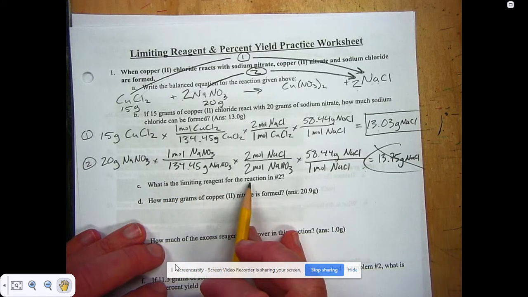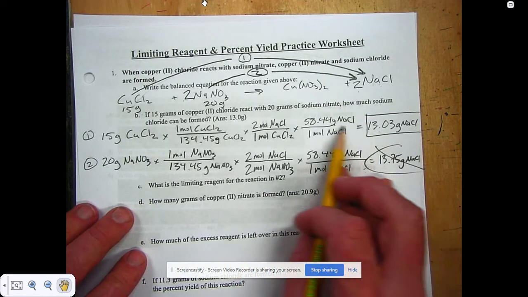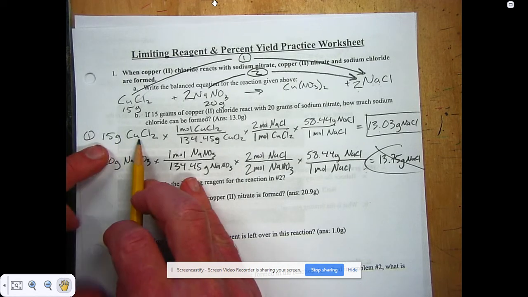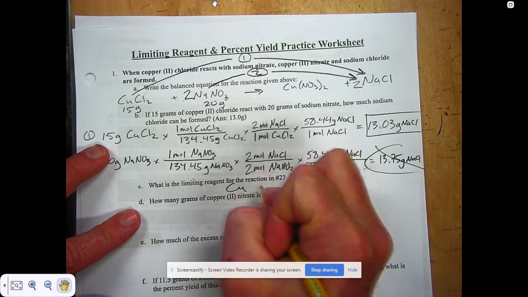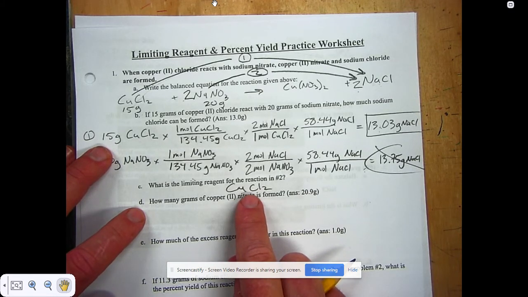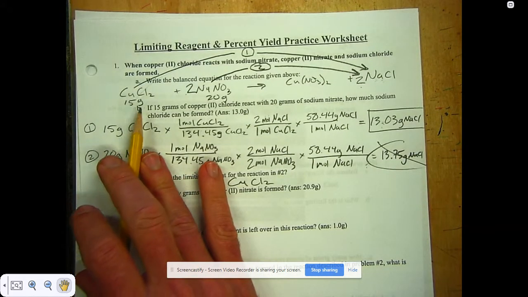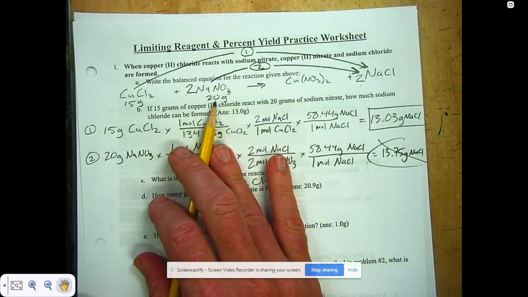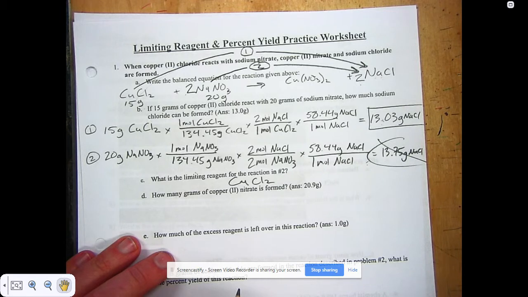So the limiting reagent for this reaction, we're talking about a reagent, not a product. So we're going to have to go back to see what reagent gave us this amount. And it was copper 2 chloride. So copper 2 chloride was the limiting reagent. What that means is that's the chemical that we're going to run out of first. So we're going to be able to use 15 grams of copper 2 chloride. We're not going to use all 20 grams of this sodium nitrate. Some of this sodium nitrate is going to be left over.